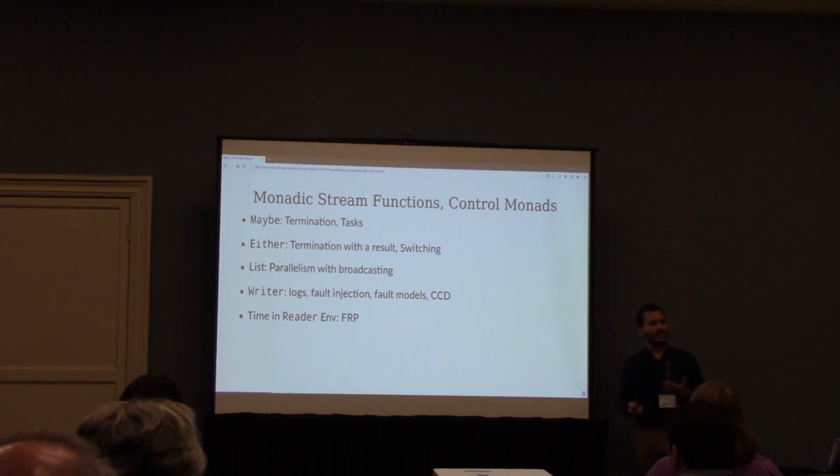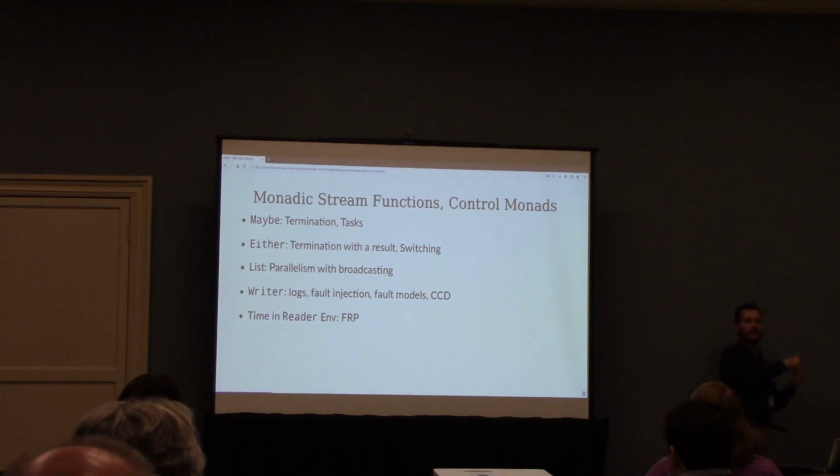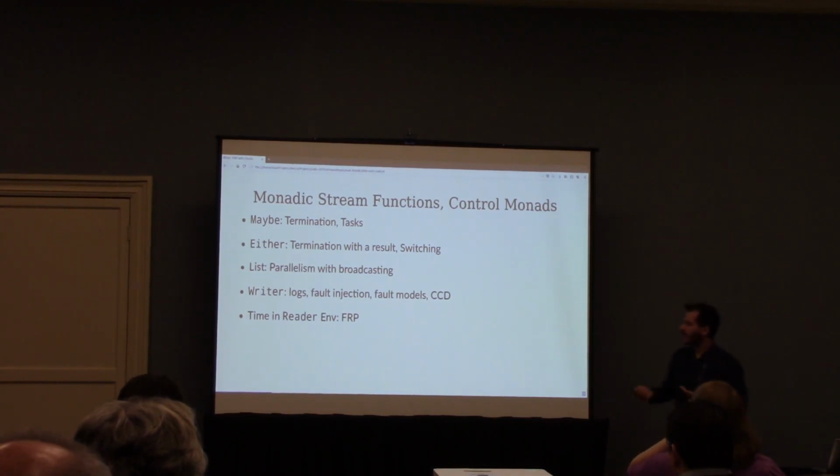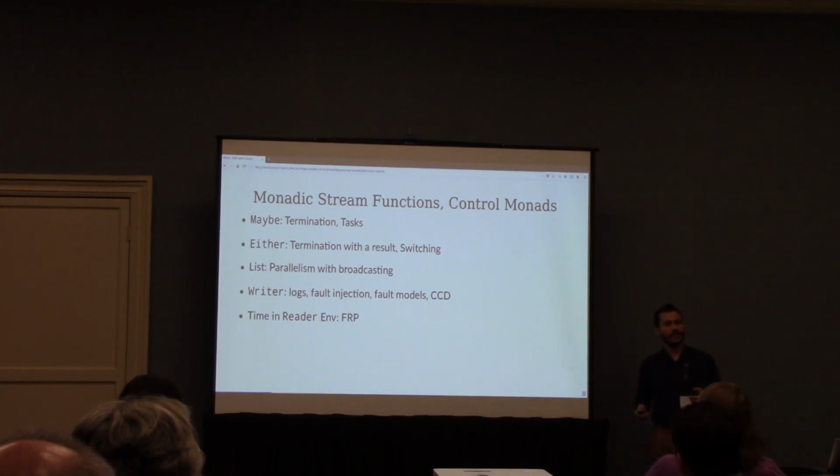If you use the list monad, then you get parallelism with broadcasting. So these are signal functions that just branch off and continue branching off and produce more than one result. And all of these just emerge naturally. And common things, at ICFP I talk about fault injection and fault tolerance, and for this we use the Reader monad, among others. We can also use a probability distribution monad.